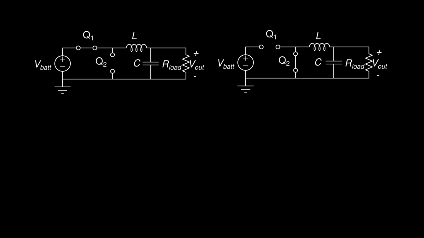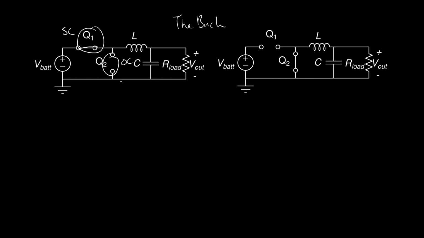So for the past little bit, we've been looking at ideal switches in switch mode power supplies. So this is a buck, right? And we've been imagining that Q1, when it's on, is a short circuit, and when the switch is off, it's an open circuit, right? So that works perfectly well on paper. You can draw it out. It makes sense.